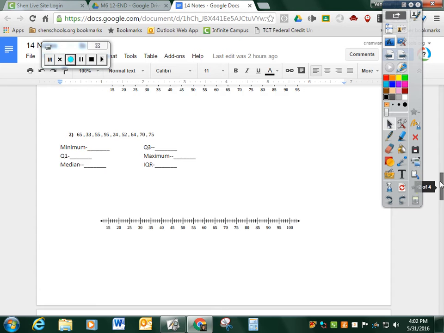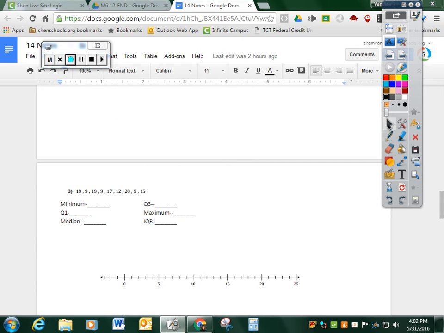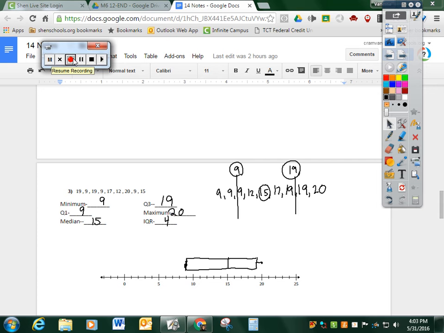Let's move on. Please try number 3. Here is what your answer should be for 3. I wouldn't be surprised if you were confused on this problem, because your minimum and your quartile 1, or lower quartile, are the same. Therefore, when you graph them, they actually have to be put on top of each other. That means that 25% of your data has very low variability. Actually, it has no variability.